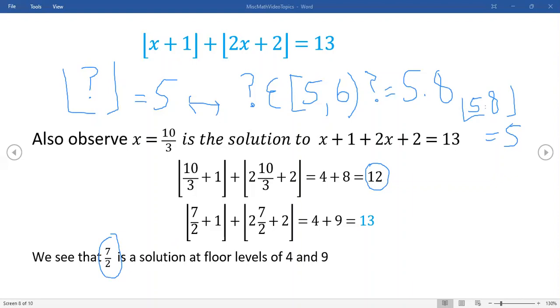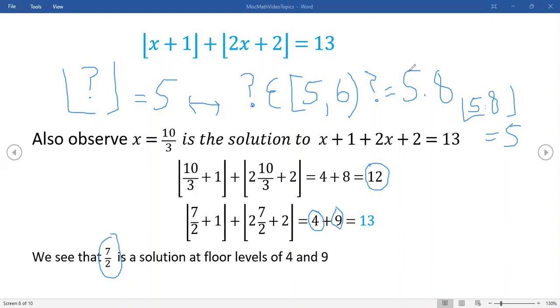Now, it's tempting to stop here, but this definition of the floor function creating an interval suggests that there's going to be an interval of solutions. So again, our floor levels are 4 and 9, and that's what we're going to use on the next page. Keep this in mind. I can refer back to this page, but 4 and 9 are the floor levels we'll be using individually for this expression to see if there's more to the solution than just 7/2.